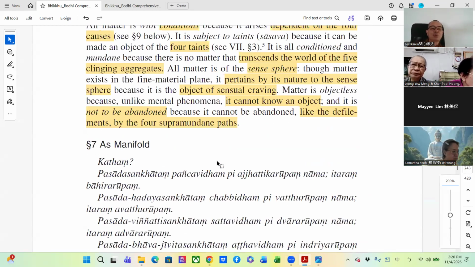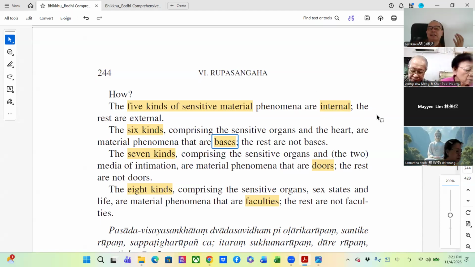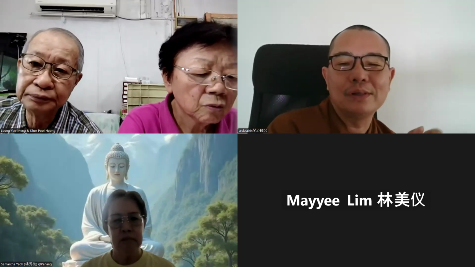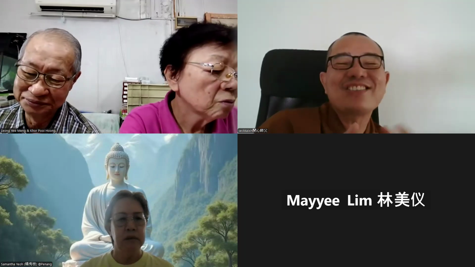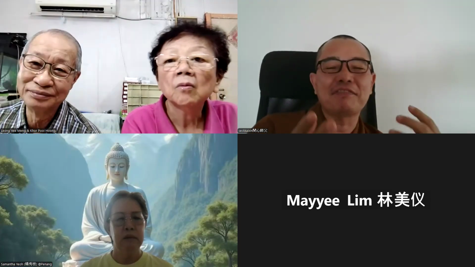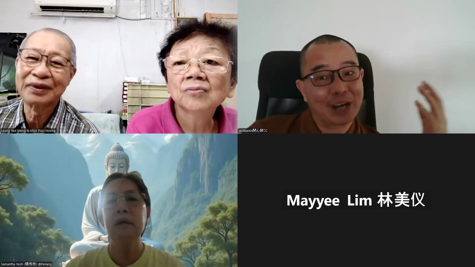Here it is mentioned number 1 is about the internal. They say it is internal. Internal means the 5 kinds of sensitive material. Then the rest are external. So in a simple way, by knowing the internal, you will know the external. But actually, you don't know, because you don't know the internal very well. So logically, you should know the external, but in fact, you still don't know, because you have to study many times so that you understand.